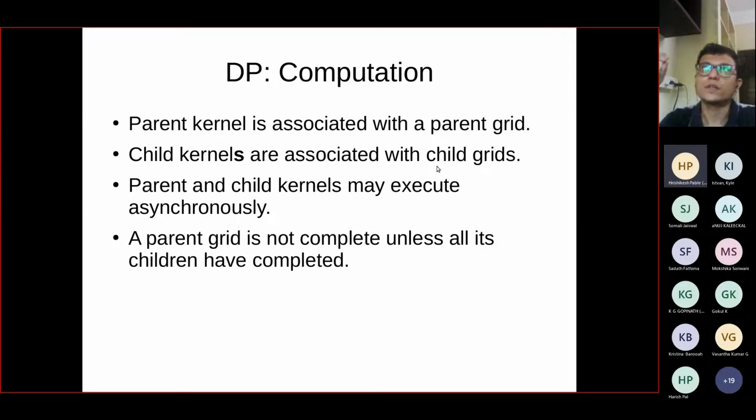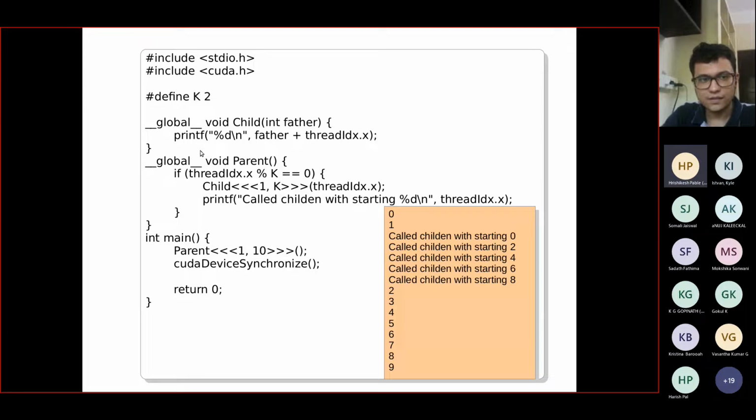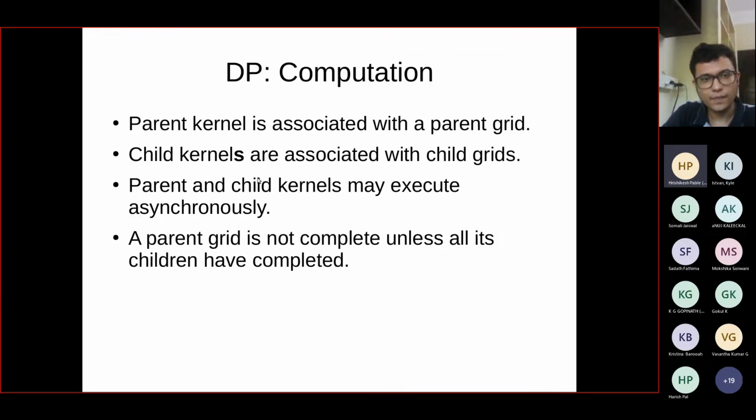I hope you are getting it. If you're launching a kernel with n threads, and each thread of that kernel is launching another kernel with n threads, then with one parent kernel there are n child grids associated. As I mentioned in the previous example, parent and child kernels may execute asynchronously. The child kernel being called here and the threads of the parent kernel are executing asynchronously. If you want to synchronize them, you need to add cudaDeviceSynchronize, as we do in the CPU. This point is important: a parent grid is not complete unless all its children have completed.